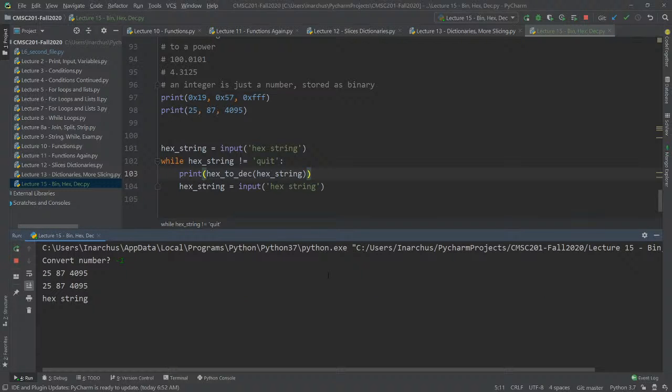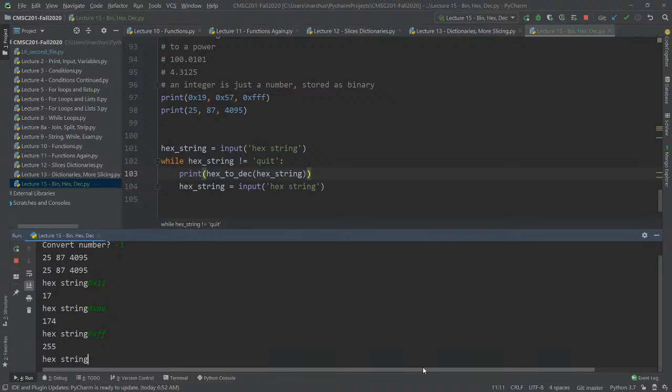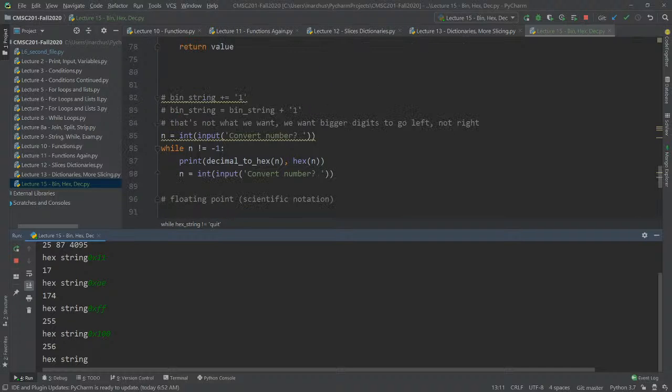Okay, what's our hex string? That's not right. Oh wait, yes it is. Oh my god, I thought it was binary. I was like, how did I not get 3? But why is this 17? It's 17 because it's 16 plus 1, right? So is this 174? This should be 160 plus 14, so yes, that's right. 255, right? Because 256 is this, 255 is that. So, yep, so this will do it.